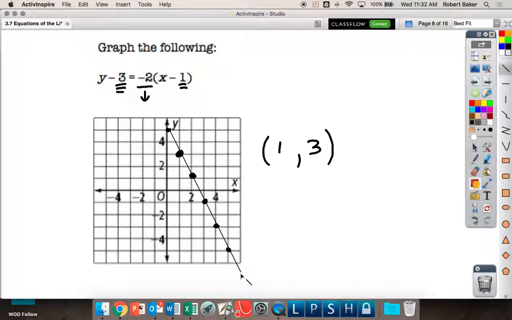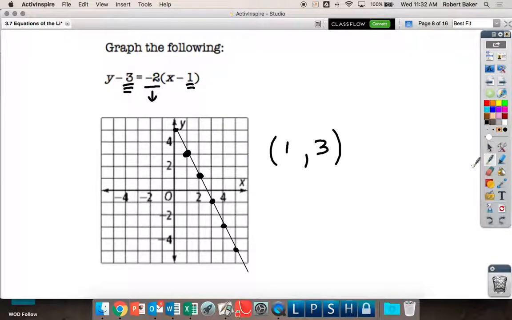Nice. There it is. If you're not as comfortable with point slope, you could have mathed it out. Y minus 3 is equal to negative 2x plus 2, and then add 3 to both sides.